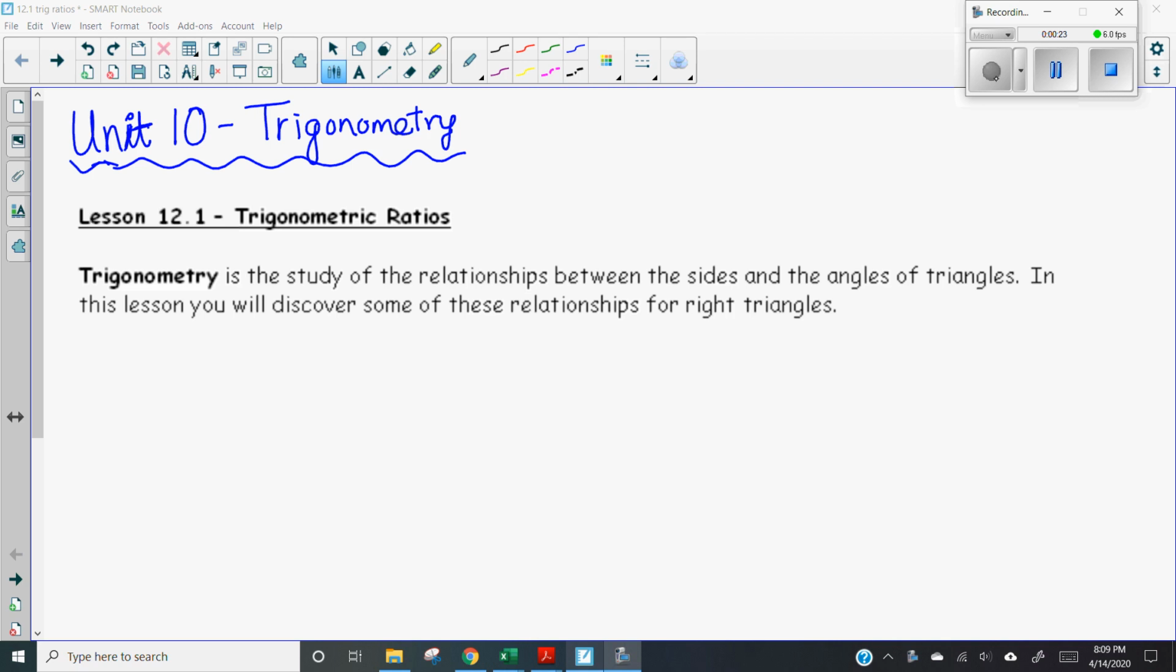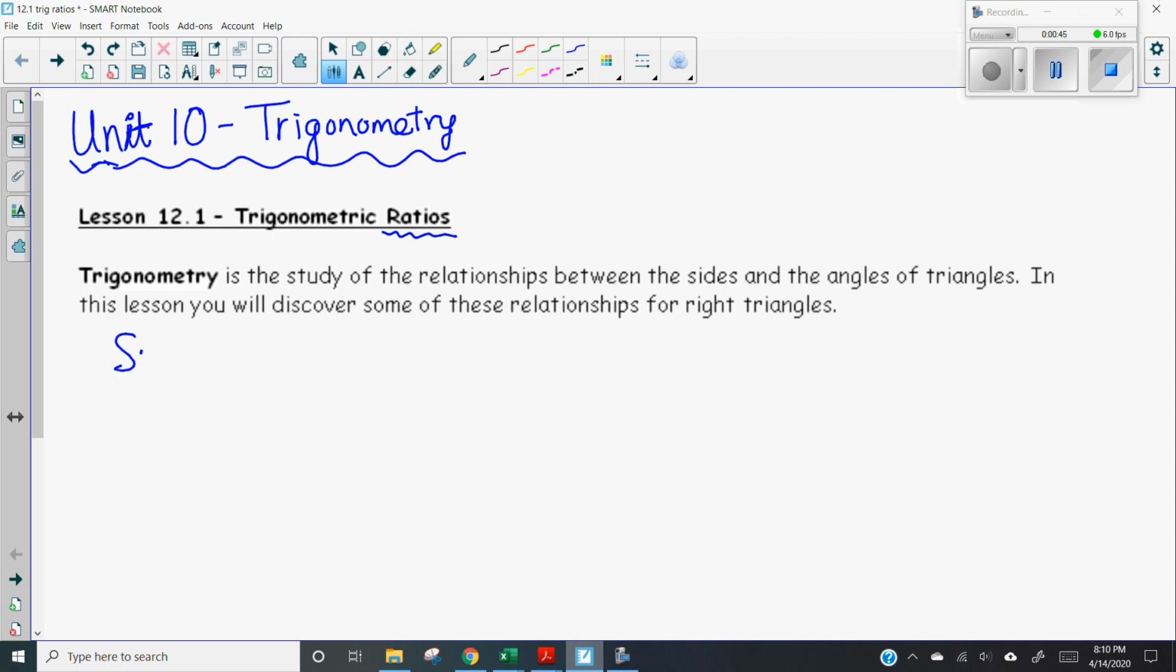Okay, so that's the first thing to keep in mind, this word ratio. When we see this, we think of a fraction. That'll be an important piece of today's lesson. Okay, so trig, you can call it for short, is the study of the relationships between the sides and the angles of triangles. We're going to look at the three trig functions that we'll learn in this lesson.